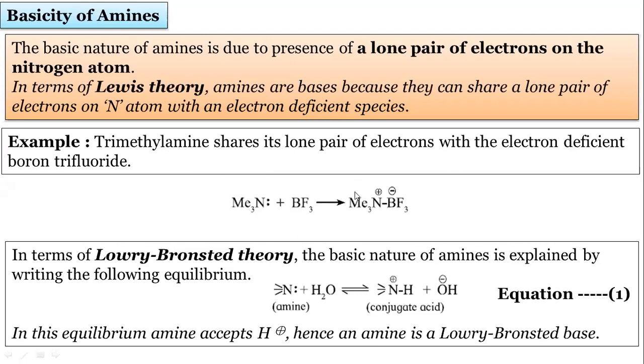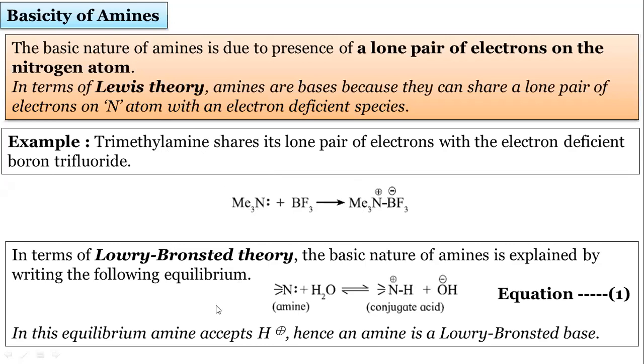See, one example is given here. This is trimethylamine. Me means this is a methyl group. This is trimethylamine plus BF3. BF3 is electron deficient. So this nitrogen has this lone pair. We can see clearly here, two electrons are there. It is called a lone pair. It can be given, so a salt is formed. So according to the Lewis theory, amines are also bases.